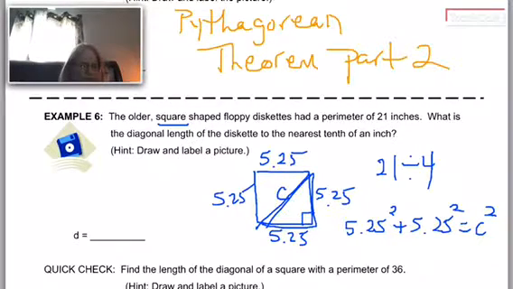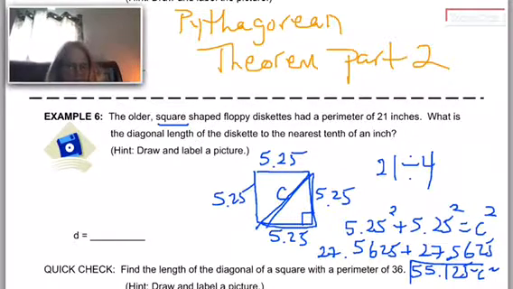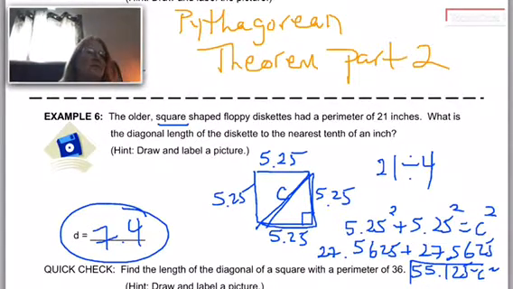So 5.25 squared is 27.5625 plus 27.5625 is equal to c squared. So that is 55.125 is equal to c squared. So you just take the square root, and the square root of 55.125 is 7.4. So to the nearest tenth of an inch, the answer would be 7.4.